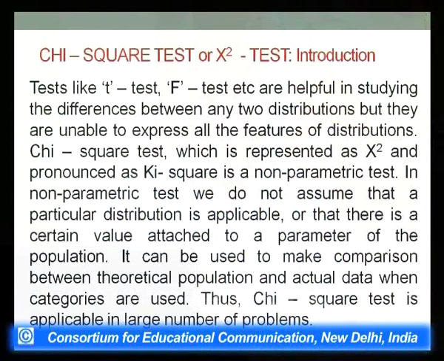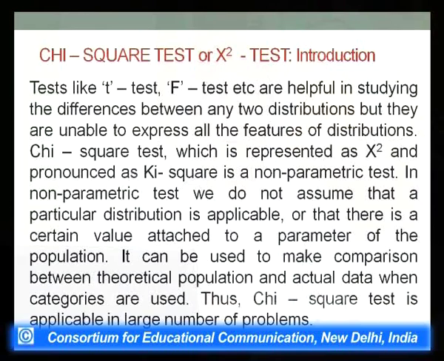And it is a non-parametric test. In a non-parametric test, we do not assume any particular distribution which is applicable, but there is a certain value attached to a parameter of the population. It can be made use of for comparison between theoretical population and actual data when categories are used. The chi-square test is applicable in a large number of problems. We can use it in research in a large number of populations when we are interested to know the features of distribution, which is not known and which will not be known through the t-test and F-test.